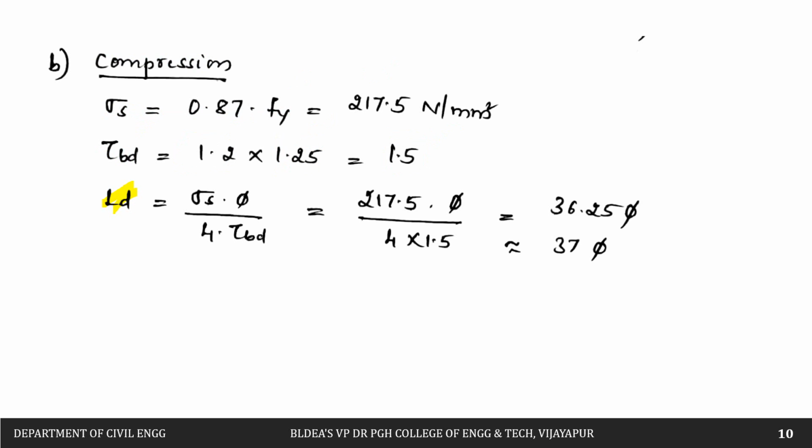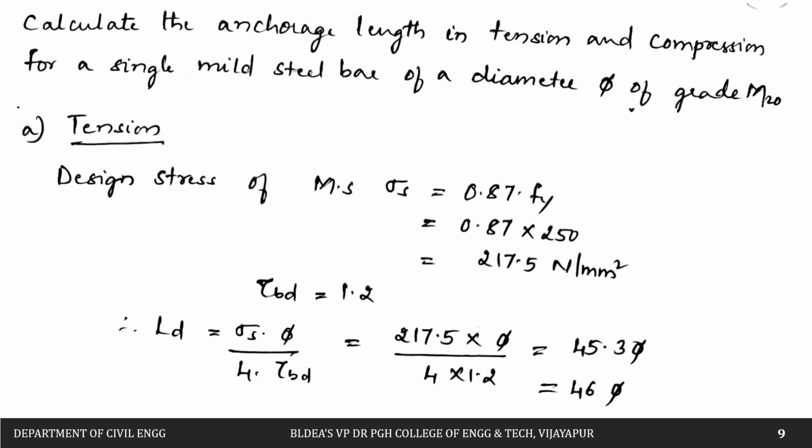Again the same formula, LD is equal to sigma s into phi divided by tau BD, that is 217.5. So we'll keep the diameter of the bar as it is, divided by tau BD. Tau BD is 1.5. If you simplify, we'll get the answer as 36.25 times the phi. So we can take it as 37 times the phi. So this is the development length when we use it in compression, and the earlier one is for tension when we use mild steel bars.